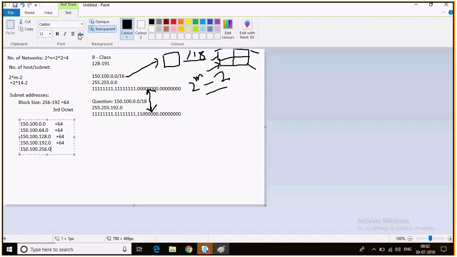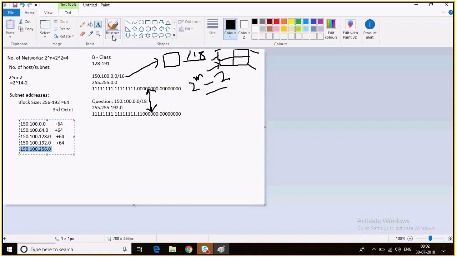I never write 256. I get an invalid value now, right? So I'll not write this at all. This is not the value that I'll write. This is my invalid value. So I had four networks, right? And all the four network addresses are here.